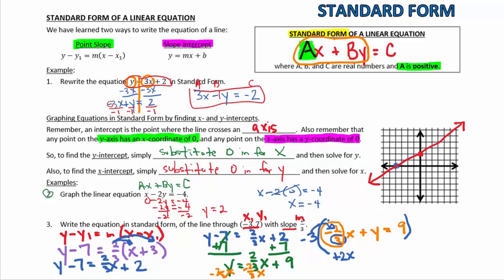And I multiplied that there. Now I'm going to multiply negative 3 times y and get negative 3y. And negative 3 times 9 gets negative 27. And that's the equation written in standard form.